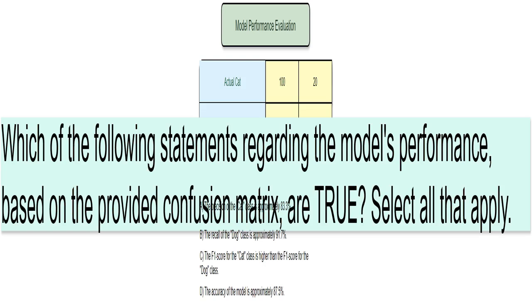Let's break down precision. Precision measures how accurate the positive predictions are. For the cat class, I'll calculate it as true positives plus false positives. That's 100 plus 15, giving approximately 87%, not 83.3%. There's a slight discrepancy perhaps due to rounding differences in calculations.